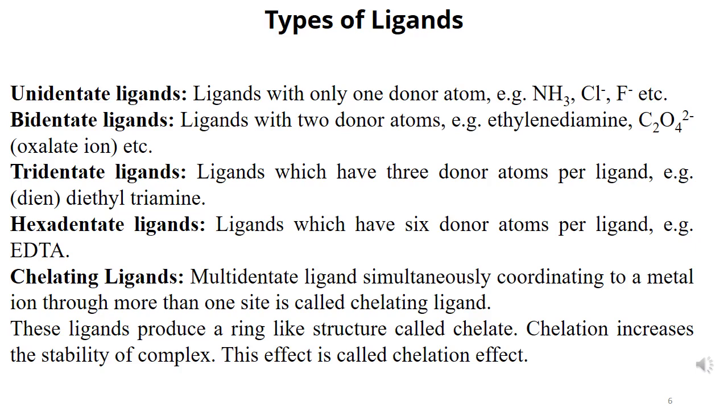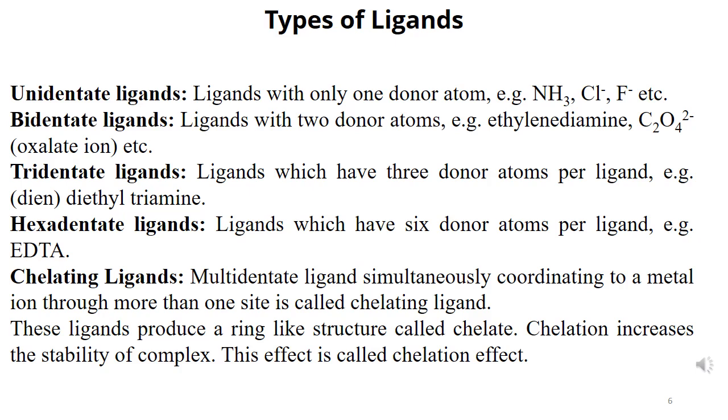So what are chelating ligands? Multidentate ligands that can simultaneously coordinate to a metal ion through more than one site are called chelating ligands. These ligands produce a ring-like or cage-like structure. They form a complex with the metal ions, and they form cage-like or ring-like structures, so they are known as chelates. Chelation can increase the stability of a complex, and this stability due to chelation is known as the chelation effect.